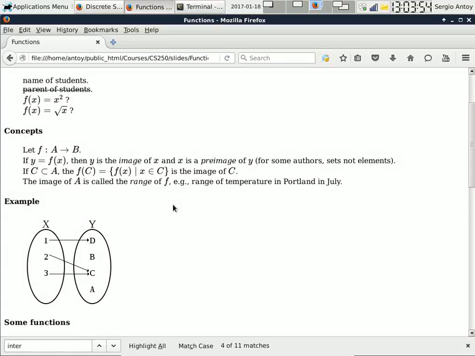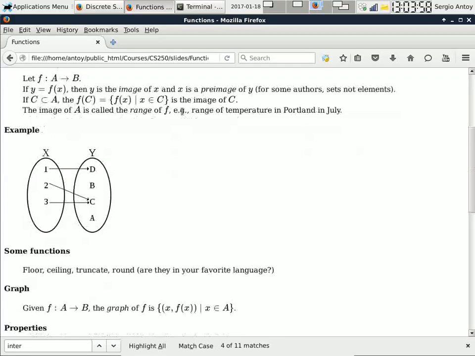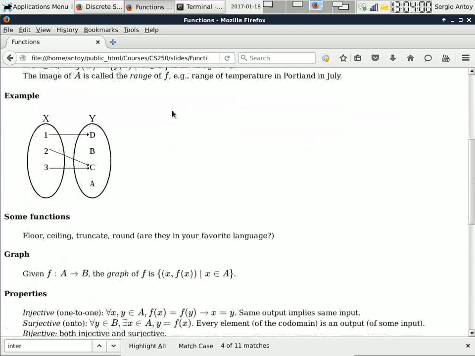All right, let's look at some functions and let's talk about them, particularly in reference to programming languages. Floor, ceiling, truncate, round. These are functions that probably are available in your programming language.